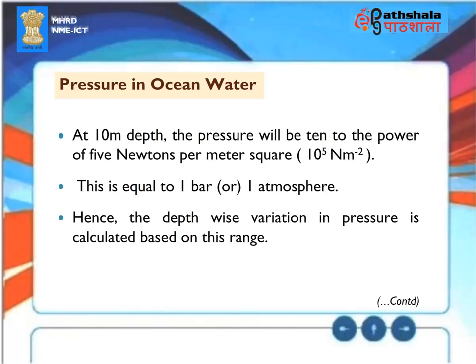At 10 meters depth, the pressure will be 10 to the power of 5 newtons per meter square, 10^5 Nm^-2. This is equal to 1 bar or 1 atmosphere. Hence, the depth-wise variation in pressure is calculated based on this range.